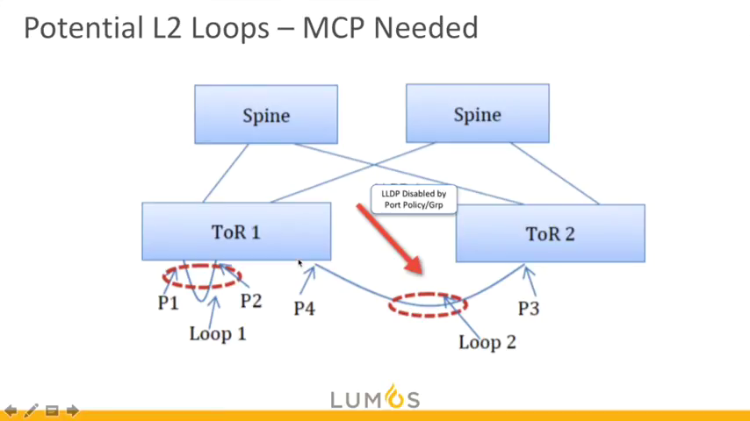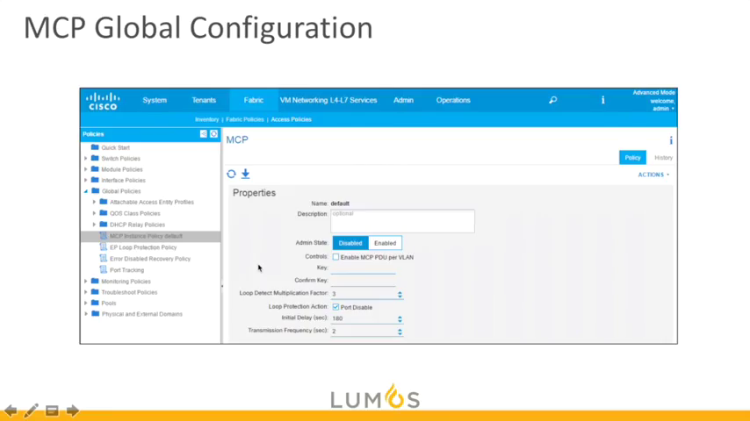We also might want MCP if we plug one switch into two different switches and they're not in the same EPG, then we can run into a layer 2 loop. So to prevent that, we can enable something called MCP. Now, MCP is disabled by default under Fabric, Access Policies, Global Policies, globally for the entire fabric. MCP is disabled by default, so you can enable it.